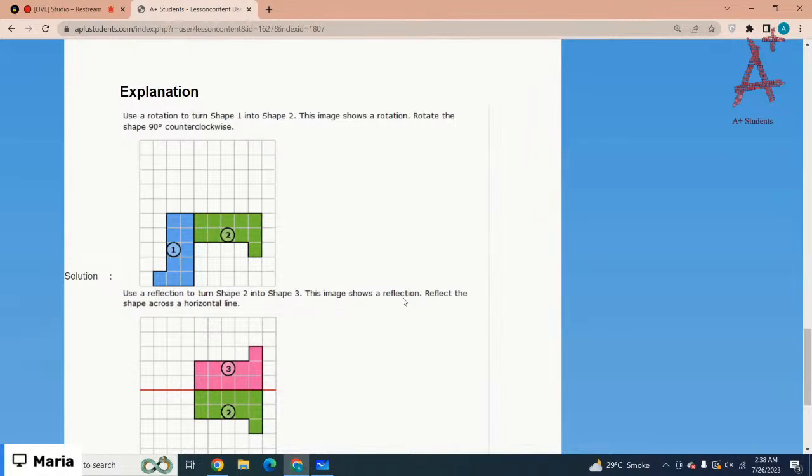Use a reflection to turn shape 2 into shape 3. This image shows a reflection. Reflect the shape across the horizontal line. So that would be just a reflection. One of the sides is the same. That would be just a reflection, right?